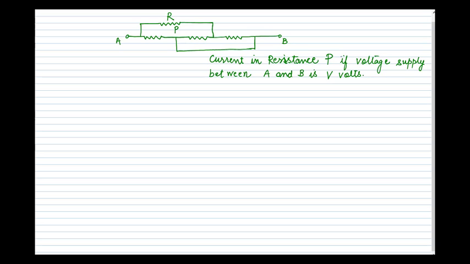If voltage supply between A and B is V volts. So these are the 2 points A and B. Voltage supply, that means we have connected a cell. So what we are given is that the voltage is equal to V volts between A and B. So VAB is equal to V volts. That is what we are given. And what we need to find out is the value of resistance R.